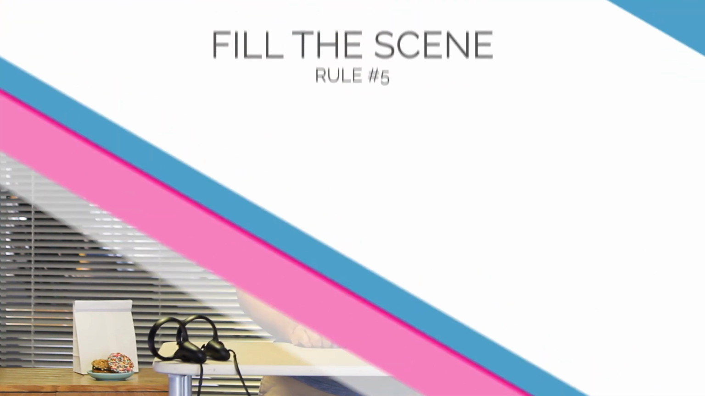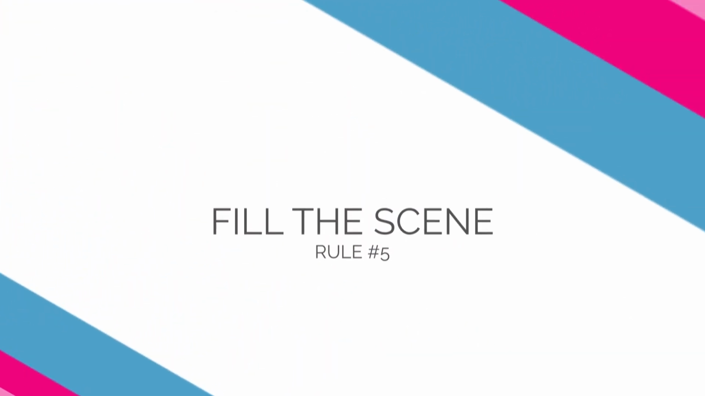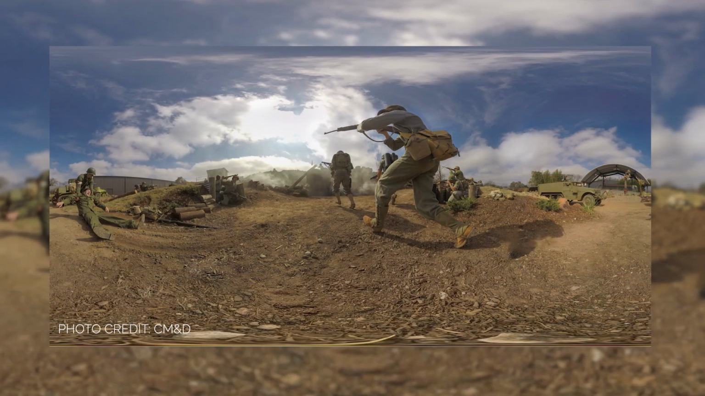Rule number 5, fill your scene. I see so many VR videos that are so close to being good, but I think that some creators forget that the viewer can look anywhere they want to. They have an amazing story unfolding right here in front of the viewer, but what's happening to the left? What's happening to the right? You want to make sure you take full advantage of that full spherical format and give your user something to engage with and look at no matter where they're looking.